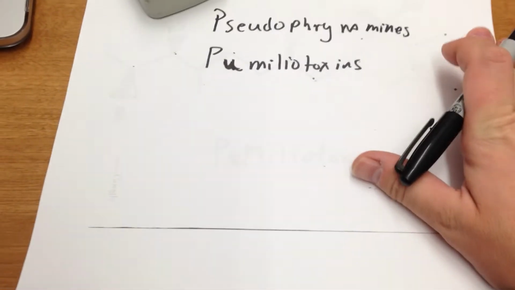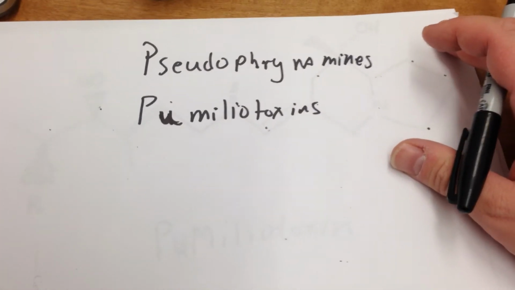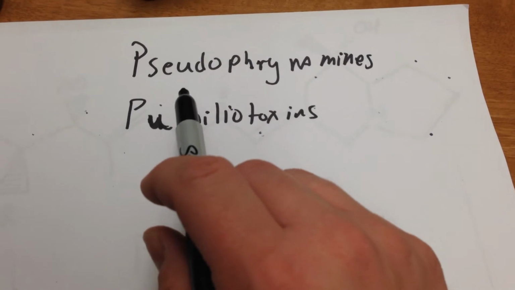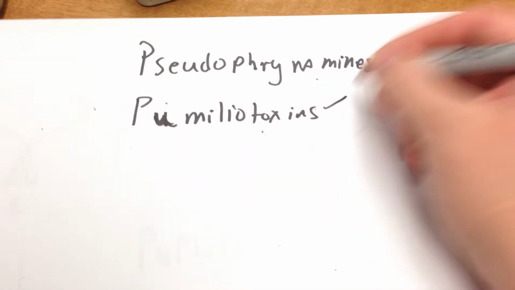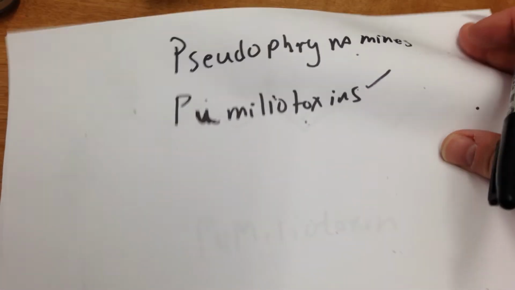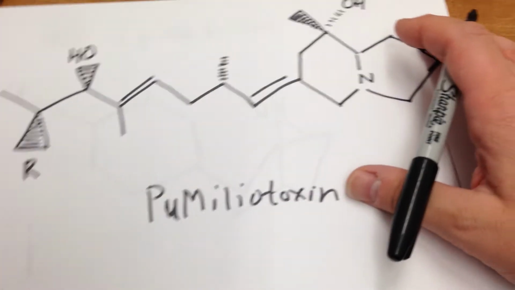When we look at the Dendrobates genus, two substances that we run into are the pseudophrynamines and the pumiliotoxins. I'm going to specifically talk about the pumiliotoxins, and let's take a look at the basic molecular structure of the pumiliotoxins.